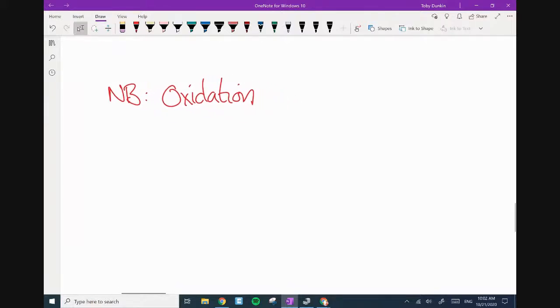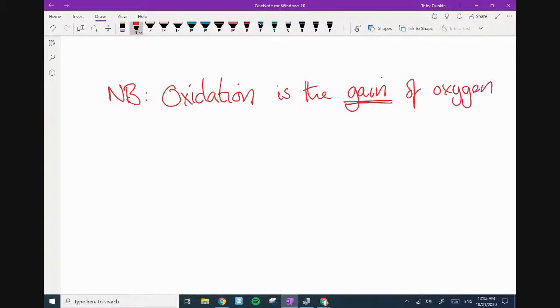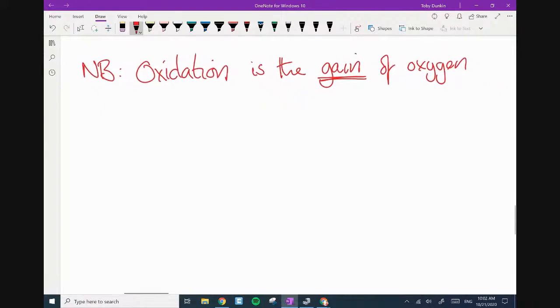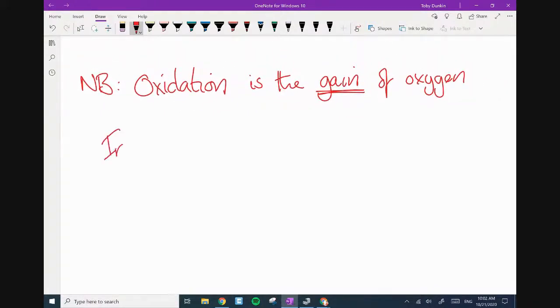Weird. So oxidation, you guys have already had. Oxidation is the gain of oxygen. I'm going to underline that. Let's look at an equation. So what does this mean? Iron plus oxygen goes to iron oxide. I'm actually going to give you iron 3 oxide, which gives you rust.